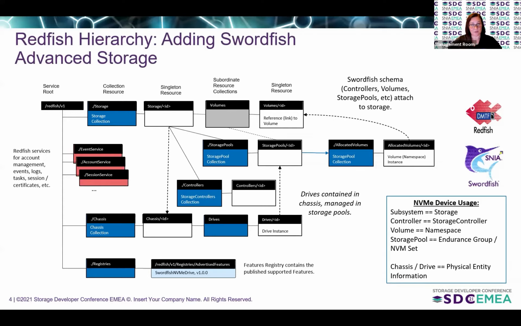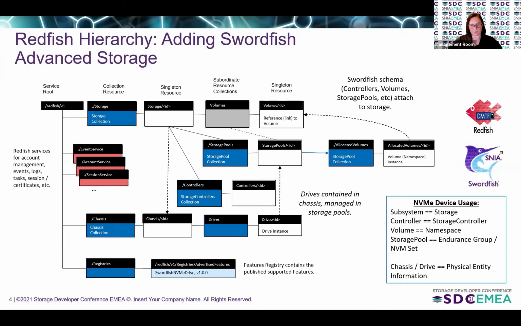One of the other things we've added in the Swordfish view is this notion of a feature registry. The feature registry is how a Swordfish implementation can advertise its functionality to clients in a coarse-grained way, the capabilities that it supports. For example, it can advertise that it supports discovery, block provisioning, replication, all sorts of capabilities that a client may be looking for to understand what capabilities a storage device can support.